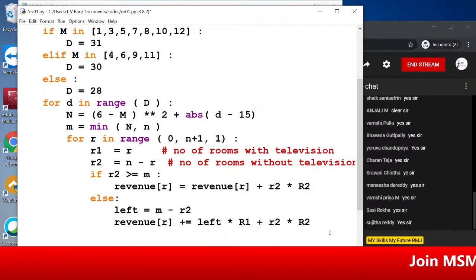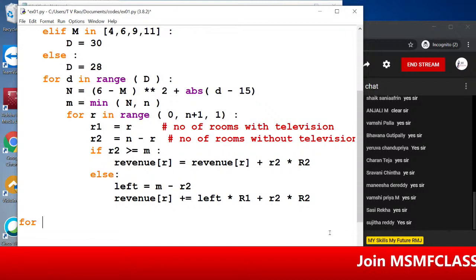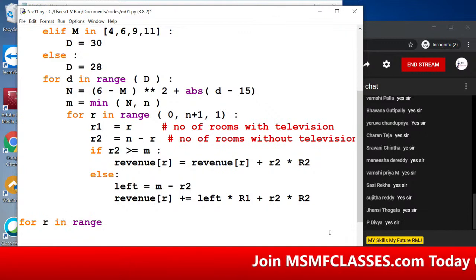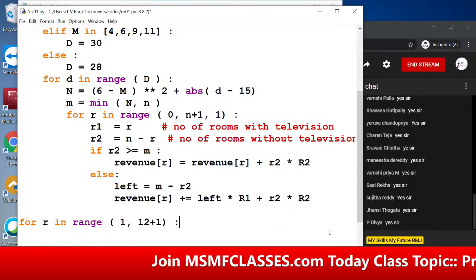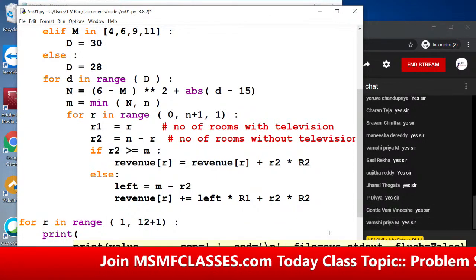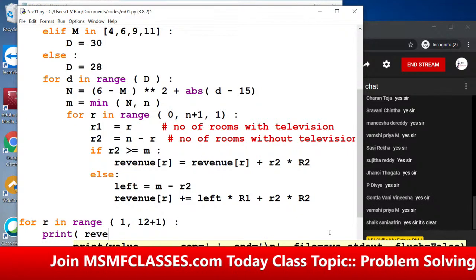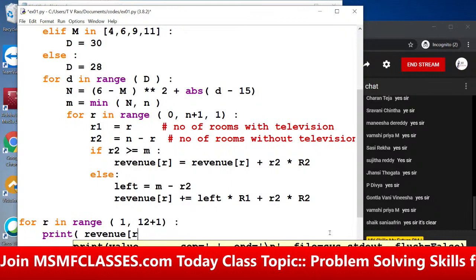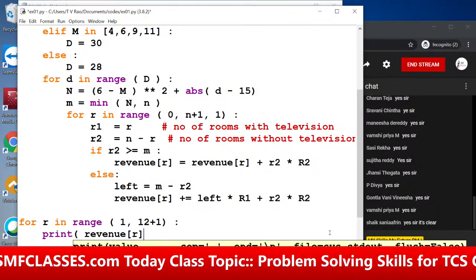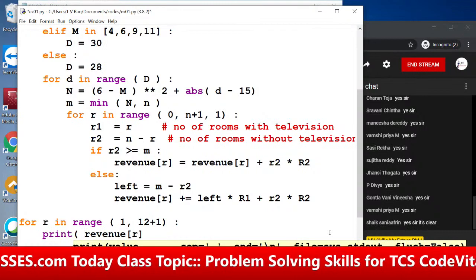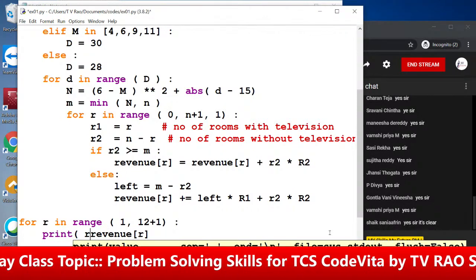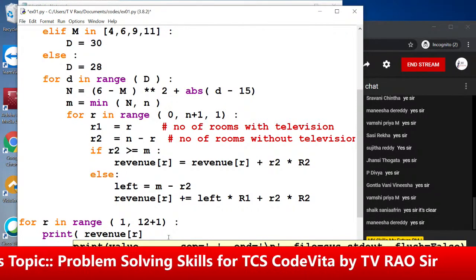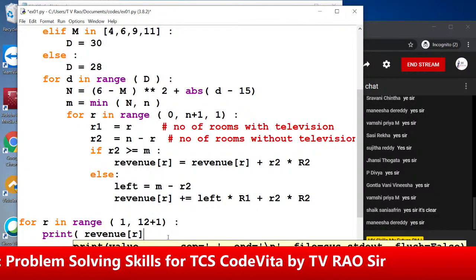Okay. Now for room in range 1 to 12, print revenue. Okay. Because squares and so many things are there, let us round. No need to round because all are squares, no square roots are available.